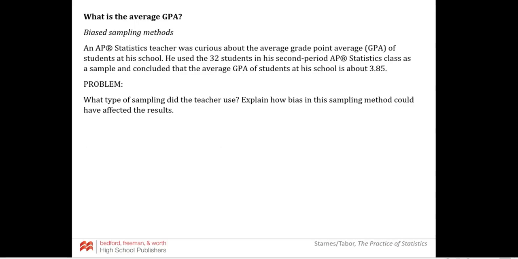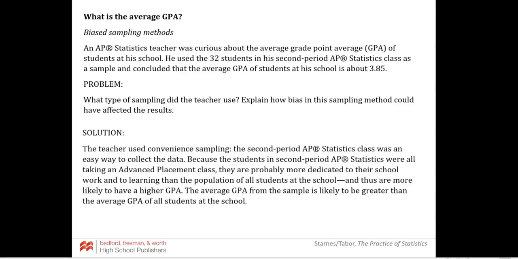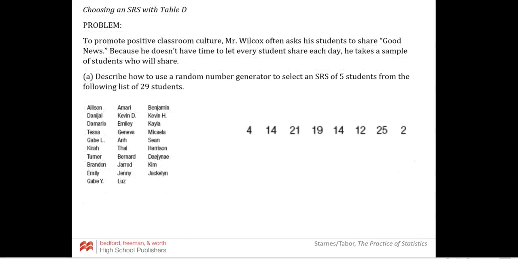Explain how bias of the sampling method can affect the results. So bias is when it over-predicts or under-predicts because you designed it kind of poorly. And you designed it poorly because you didn't choose people randomly. In this case, because you just chose AP Stat students, well, AP Stat students are the cream of the crop, right? It's very possible that they would have a higher grade point average than any of the others. So that wouldn't be fair. It would be biased.